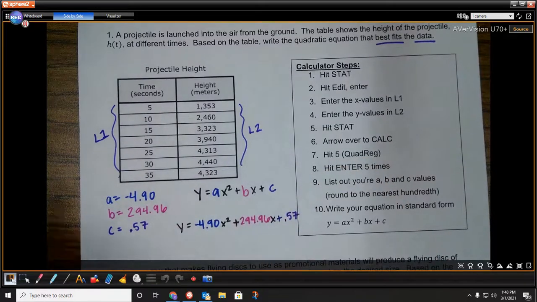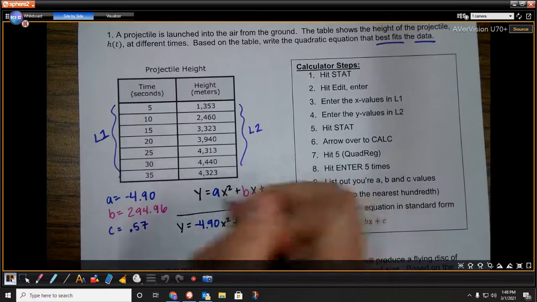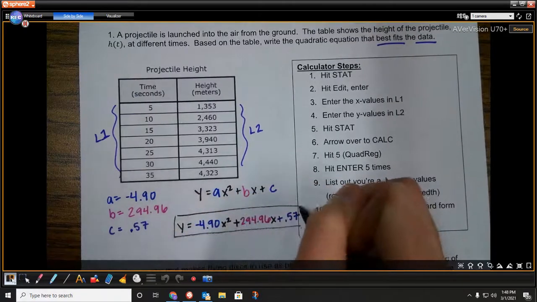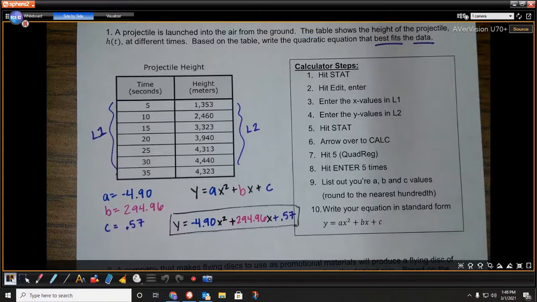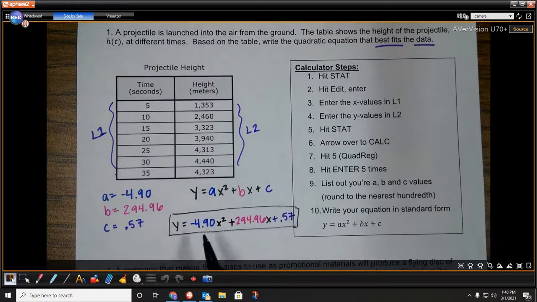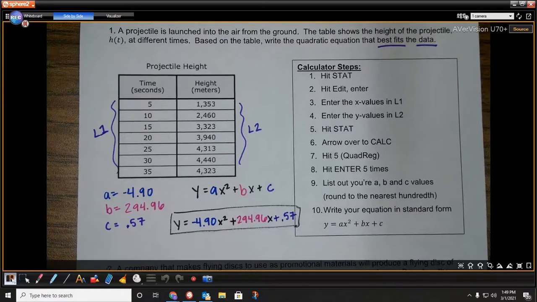So my final equation would be negative 4.90 x squared plus 294.96x plus 0.057. So that gives us our a value, our b value, and our c value. You cannot forget your x squareds and your x's when you're doing this, okay? So this is how you would do it on the calculator.